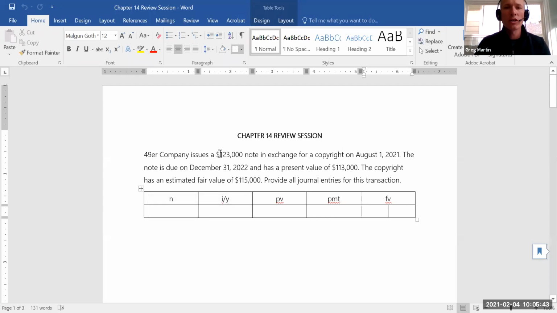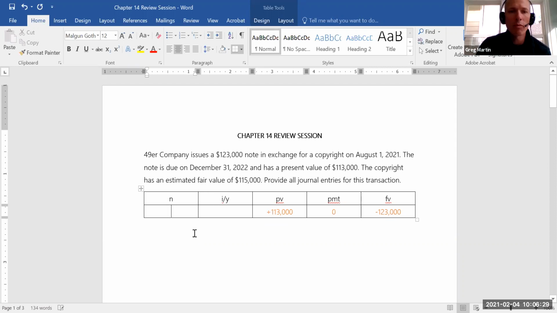First of all, we're told that it's a $123,000 note. That means the company, 49er Company, is obligated to pay $123,000 when the note matures. So the FV, the future value of that note, is 123,000. I put a negative sign because that's a payment that the 49er Company is going to make. It is zero interest bearing, so the payment is zero. We're told that the present value is 113, again the most reliable estimate of the present value. It's positive 113,000 because we're receiving the copyright today. It's a positive economic flow.